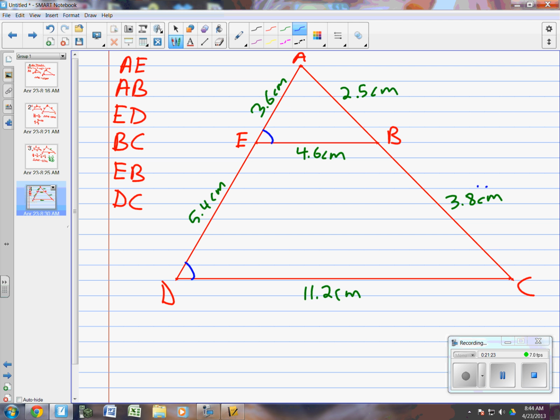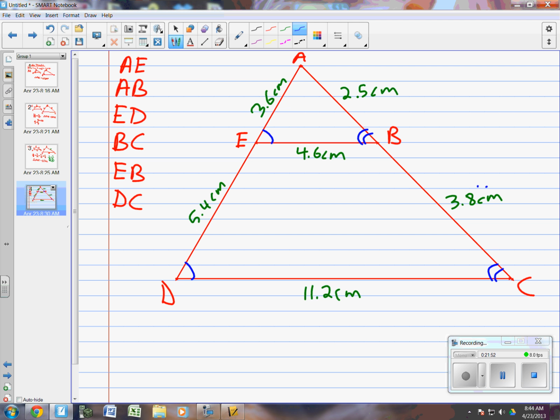Also, over on the other side, these two angles right here are congruent. And they share an angle A up here. Exactly. So angle A is congruent to itself. So by the AA postulate, these two triangles are similar. Therefore, what do we know about their sides? Their sides are proportional. So let's do a couple of sides.